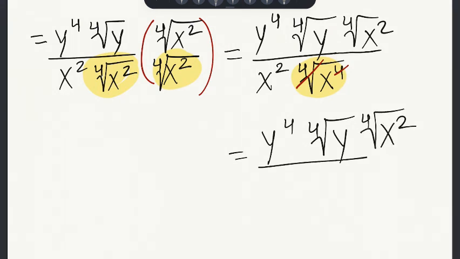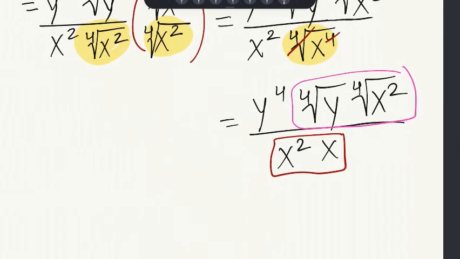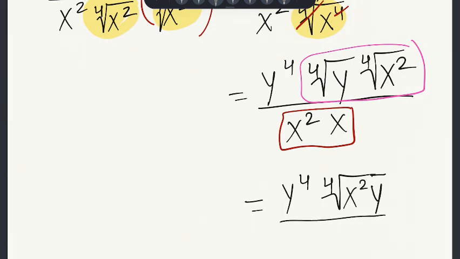Okay, there's only a couple more steps. From here, there are things that we can bring together. If both of those are underneath the fourth root, we can bring them together. And x squared times x is also available to put together. So it'll be y to the fourth power, and then the fourth root of y times x squared, same thing as saying x squared times y. And then x squared times x is x cubed. And that is how you do those two questions. Hopefully it helps your homework.